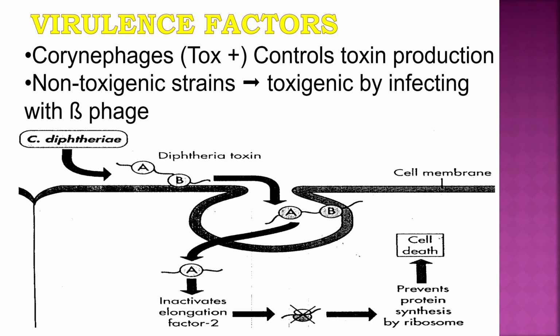So this is the mechanism you can see here. Corynephage controls toxin production. Then here you can see the A part of the diphtheria toxin enters after the binding of the B part to the cell membrane, and then it activates elongation factor 2, and it prevents protein synthesis by the ribosome and ultimately causes cell death.